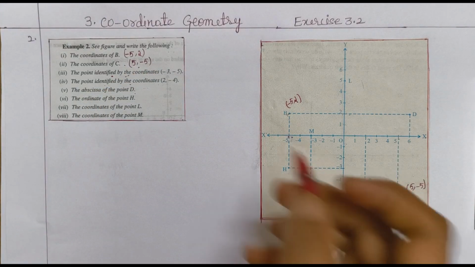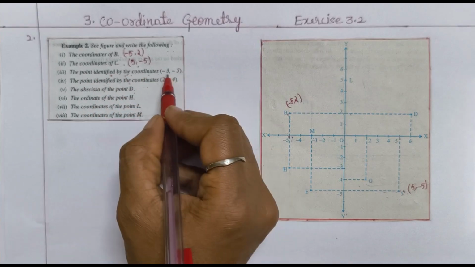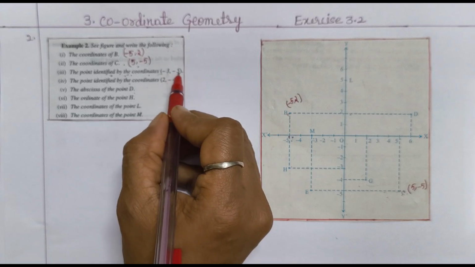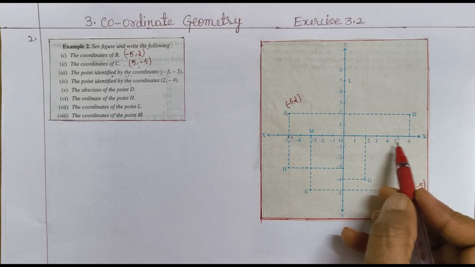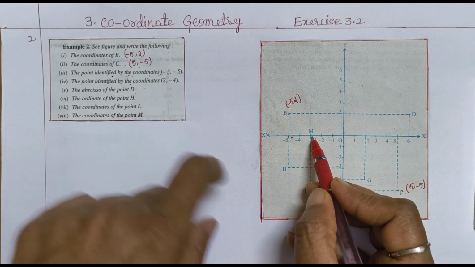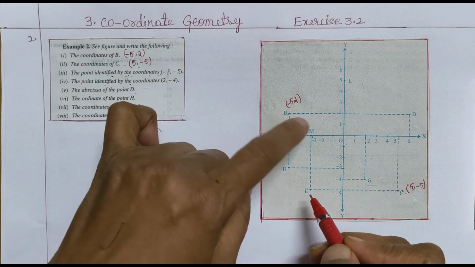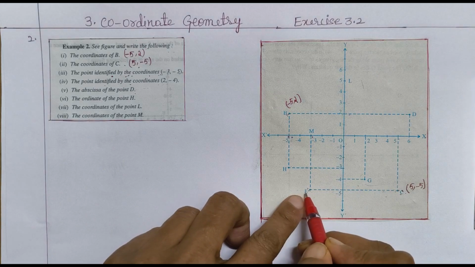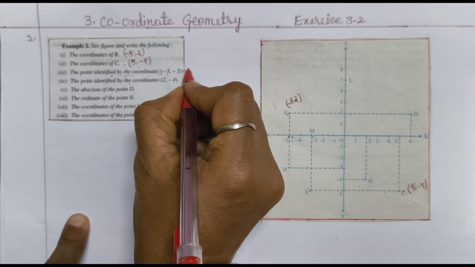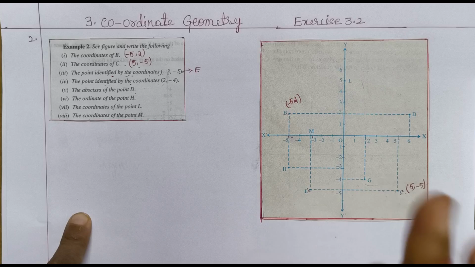This answer is finished. Next, see, the point identified by the coordinates minus 3, minus 5. You have to write the plotted point. Where is minus 3? You see the x-axis minus 3, y-axis minus 5. See, minus 3, minus 5, the meeting point, what is there? He is asking only for the point. E is the point. So E is the answer: minus 3, minus 5, meeting point E.